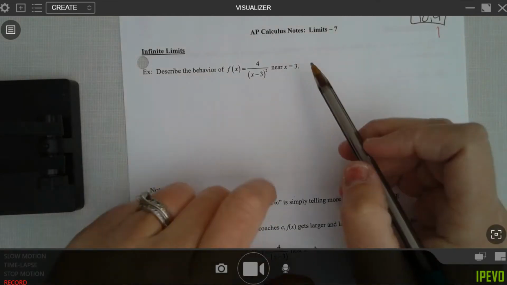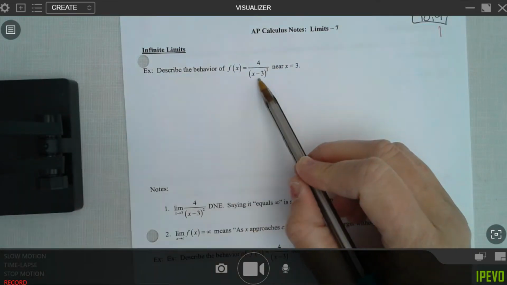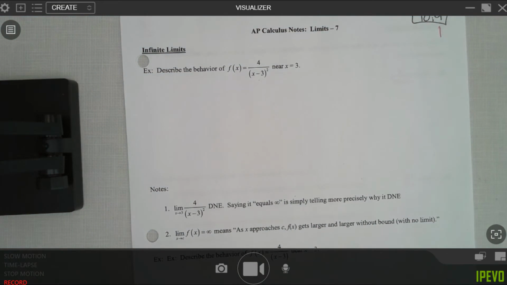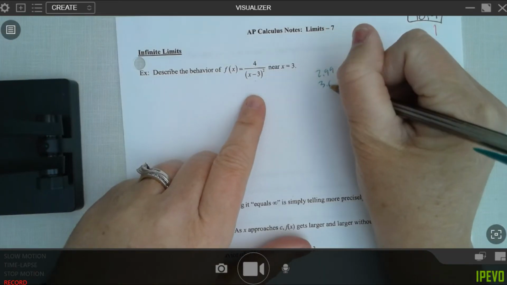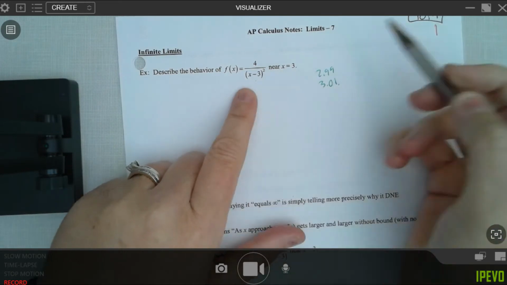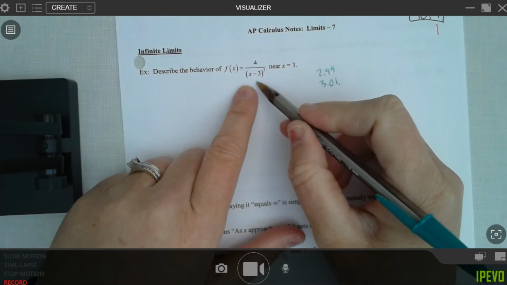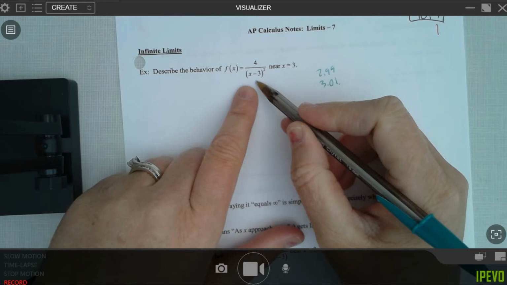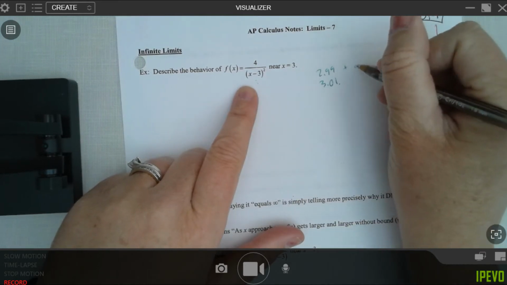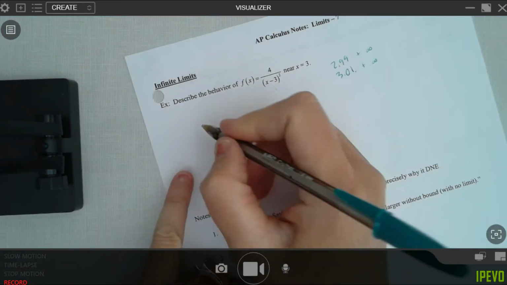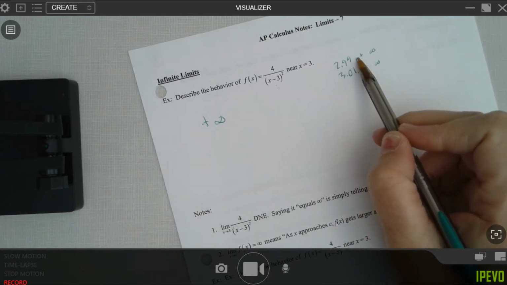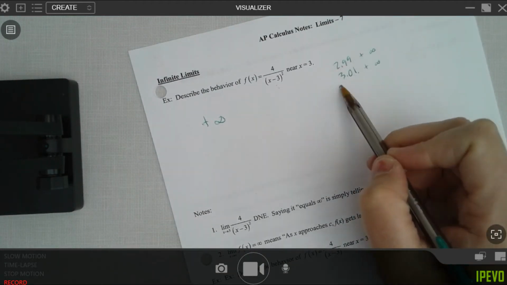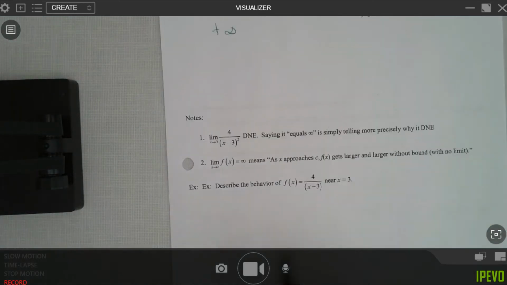All right, so if you plug in 3 here, you're going to get a 0 on the bottom. And so you could plug in 2.99 to see what's happening, and 3.01 into the calculator. When you plug them in both times, you're getting a really large positive number. So both times we say it's going to positive infinity. You just describe that and say, as it's coming from the left side, it's going to infinity. From the right side, it's coming to infinity.